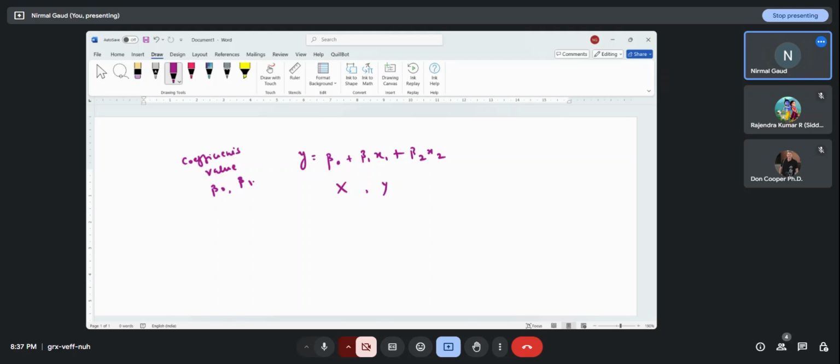Then I taught about the evaluation criteria for regression, in which I talked about MSE, MAE, RMSE, R2, adjusted R2. The main criteria is MSE. We do calculate the root of MSE also, that is called root mean square error.